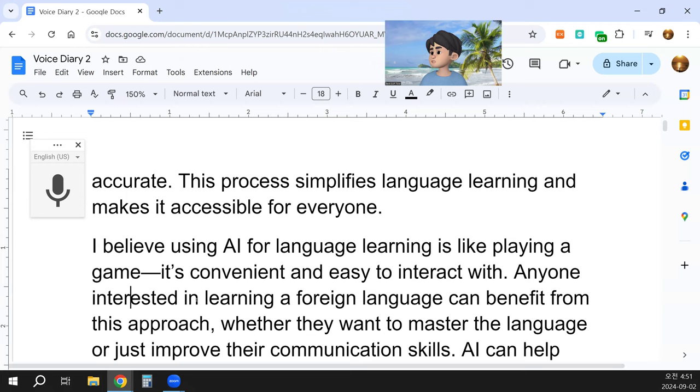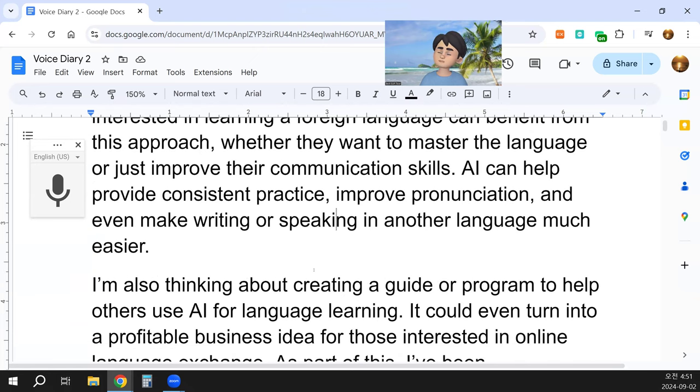Anyone interested in learning a foreign language can benefit from this approach, whether they want to master the language or just improve their communication skills. AI can help provide consistent practice, improve pronunciation, and even make writing or speaking in another language much easier. I'm also thinking about creating a guide or program to help others use AI for language learning. It could even turn into a profitable business.